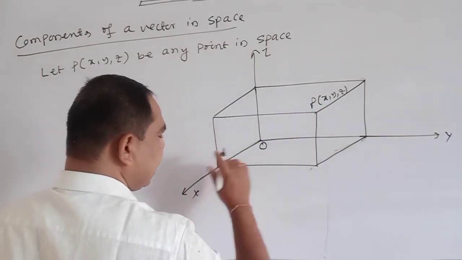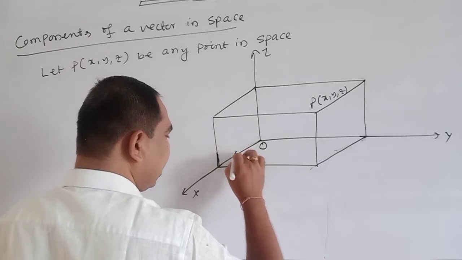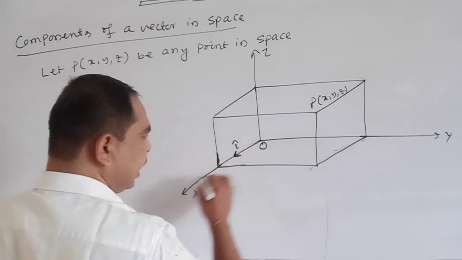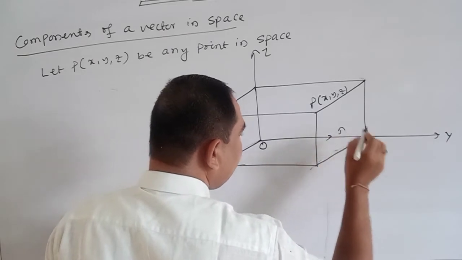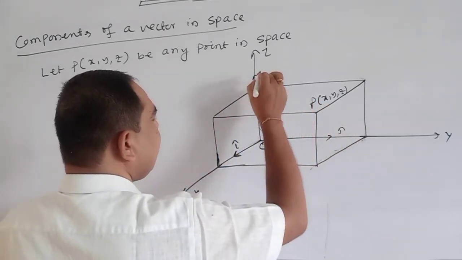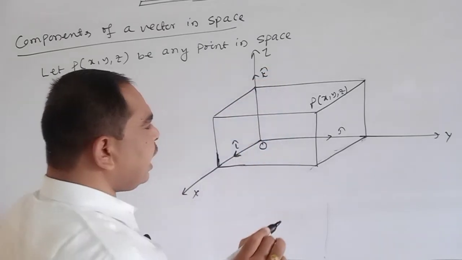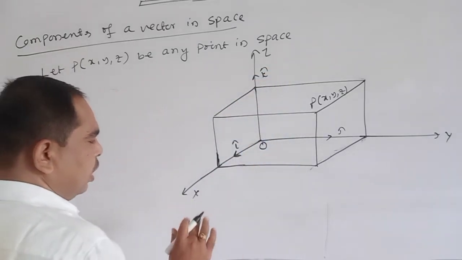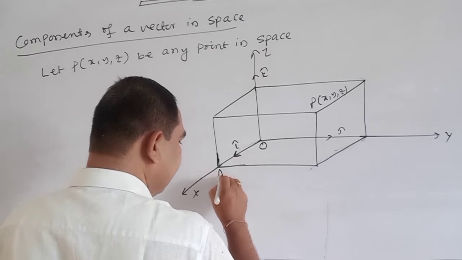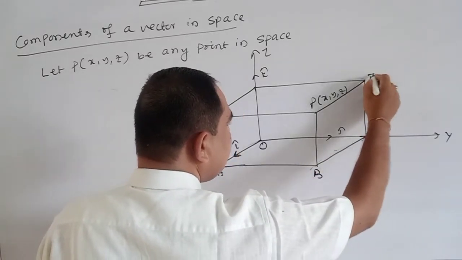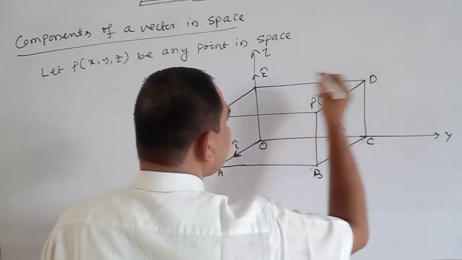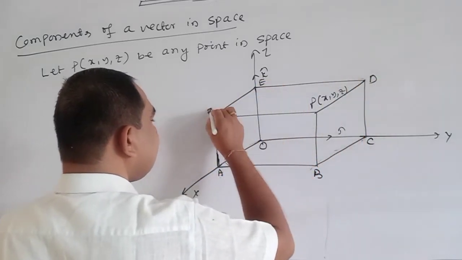This is x axis, so this is i cap along x axis, j cap along y axis and k cap along z axis. Suppose this is A, this is B, this one C, this one D, this is E, this is F.